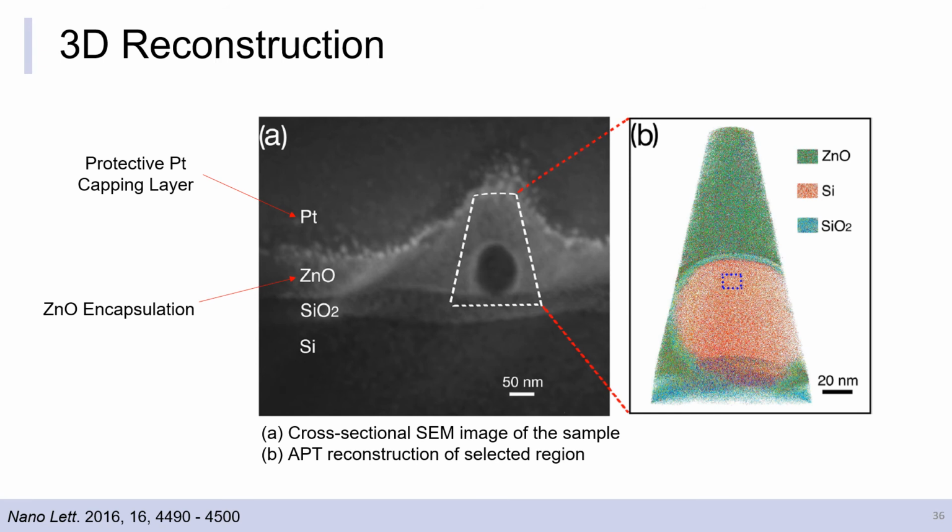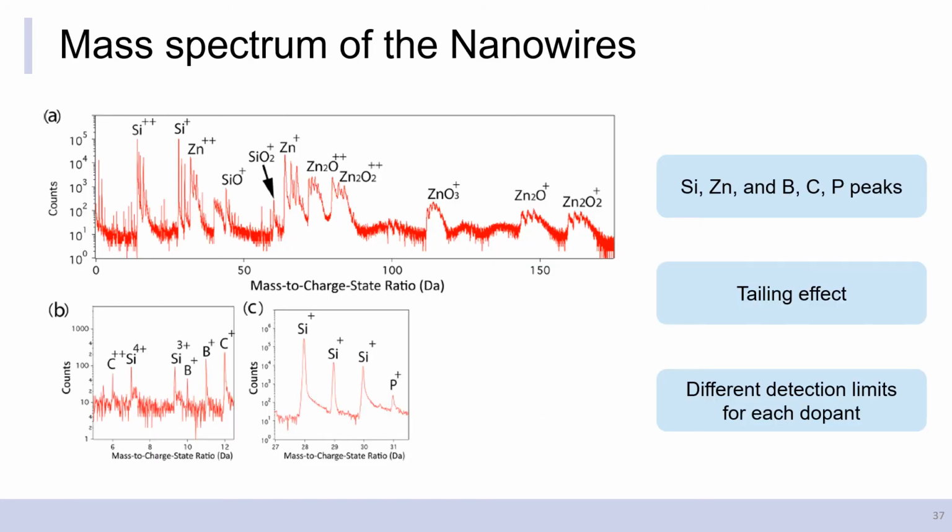The left image is the cross-sectional SEM view of the sample. As we described in the previous fundamental part, a protective platinum layer and zinc oxide encapsulation layer are observed. After the ion beam milling process, a 3D reconstructed image was obtained. We can see directly the composition and location of individual atoms in the sample. This is exactly what we can obtain from APT. We can also get the mass spectrum corresponding to the 3D image as presented on this page.